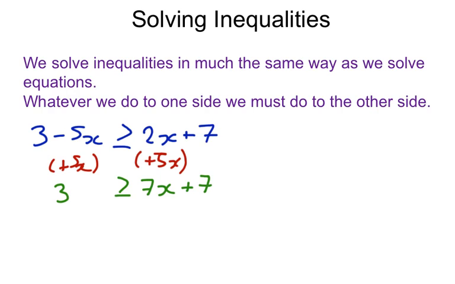And then we're going to minus the 7 from both sides. And when we minus the 7, we're going to get minus 4 is bigger than or equal to 7x.